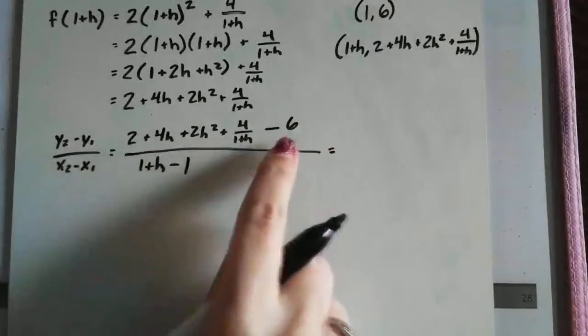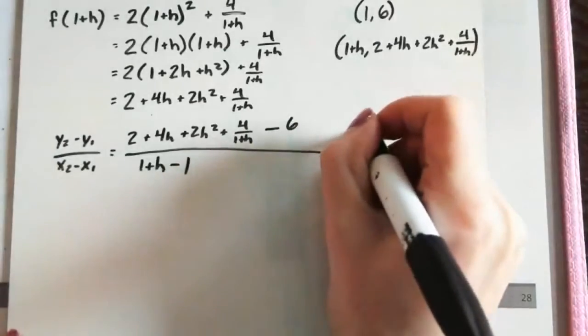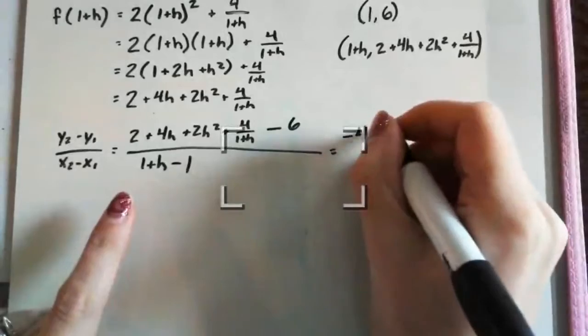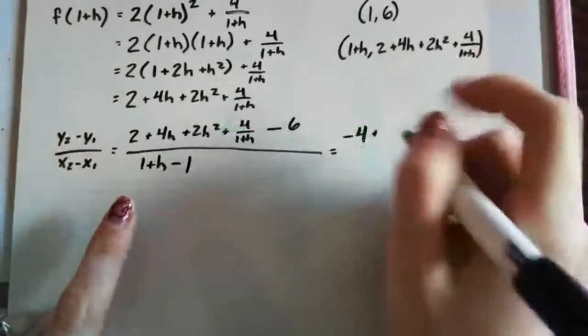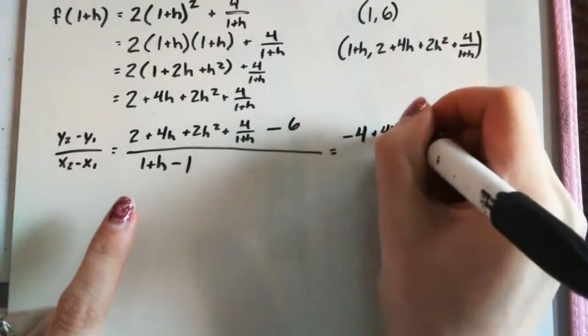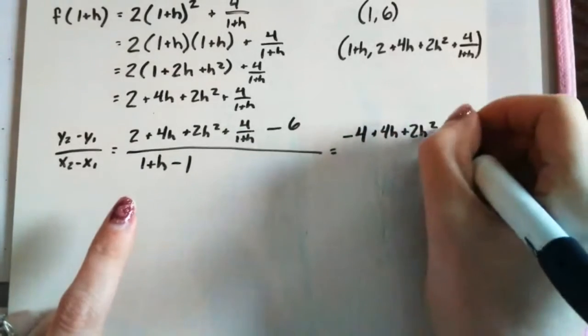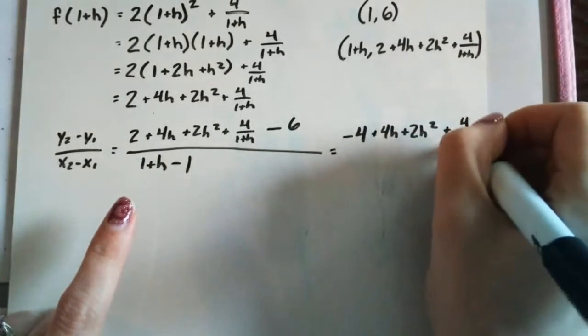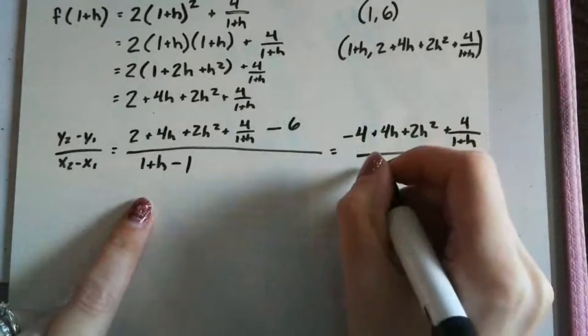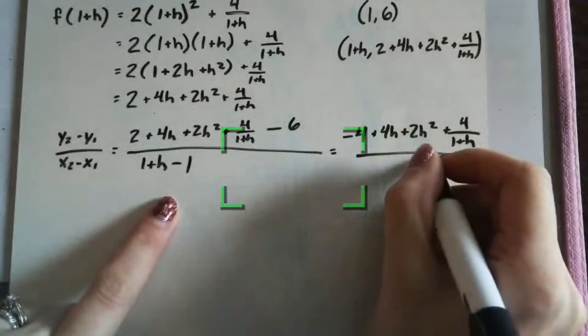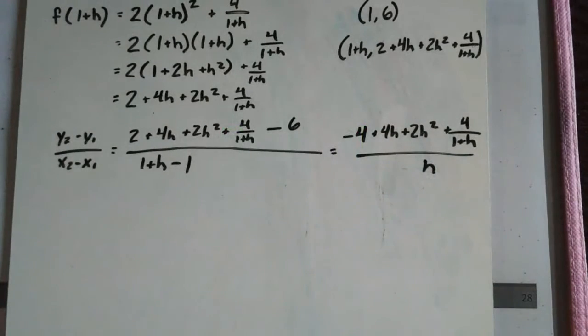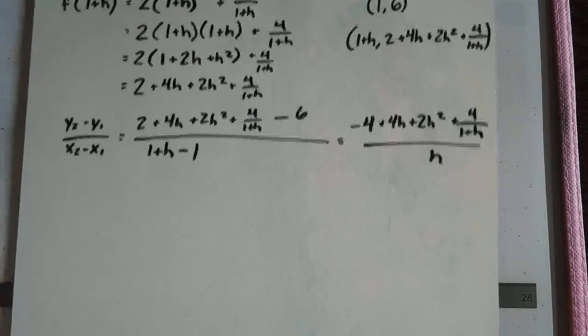So in my numerator, I have a 2 minus 6, which gives me negative 4. I still have a plus 4h plus 2h squared plus 4 over 1 plus h. That's all over 1 plus h minus 1, which just leaves me with h. Now that's really gross if you ask me. So what I'm going to do is break this up into a bunch of different fractions and see if I can simplify it.